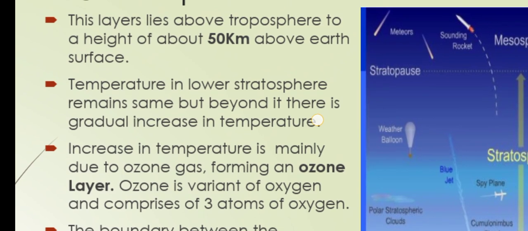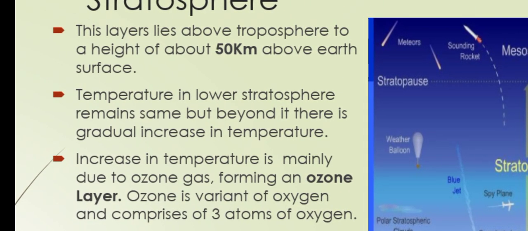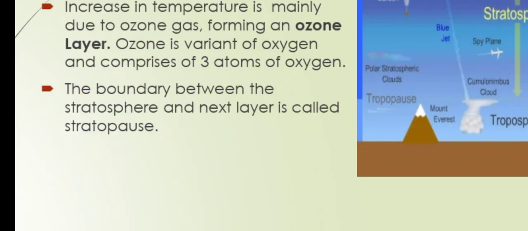The increase in temperature is mainly due to ozone gas forming an ozone layer. Ozone is a variant of oxygen, and it comprises a total of three atoms of oxygen. You have to know about it. And the next one is the boundary between the stratosphere and the next layer, the mesosphere.